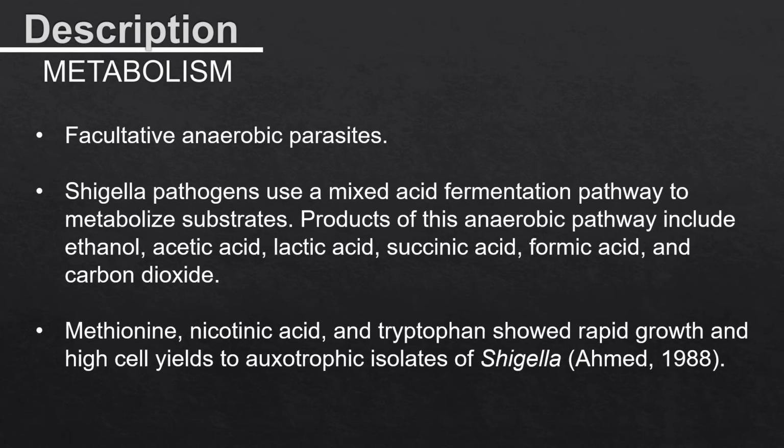In metabolism, as said earlier, they are facultative anaerobic parasites, and these Shigella pathogens use a mixed acid fermentation pathway to metabolize substrates. Products of this anaerobic pathway include ethanol, acetic acid, lactic acid, succinic acid, formic acid, and carbon dioxide. In terms of the nutrient needs for growth in culture, according to a study of Ahmed, methionine, nicotinic acid, and tryptophan showed rapid growth and high cell yields in auxotrophic isolates of Shigella.